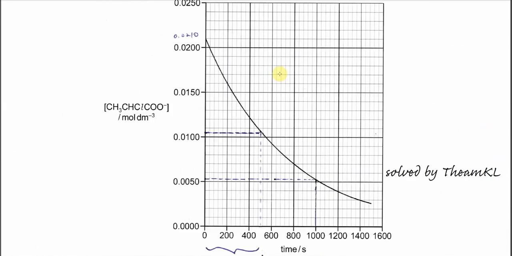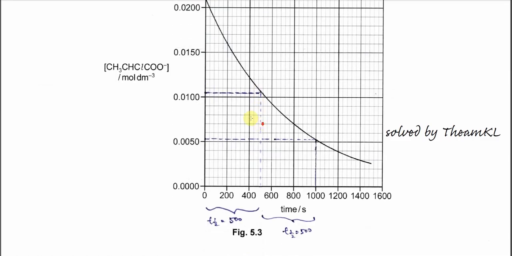Now from this graph you can easily get the half-life. The initial concentration is 0.021. When the concentration halves, it means 0.0105, somewhere here. You need to get the time from here. When the concentration is half here, you can get the half-life. It's about 500 seconds, the first half-life. So from here to here is 500 seconds.